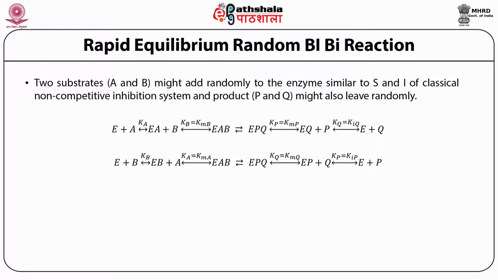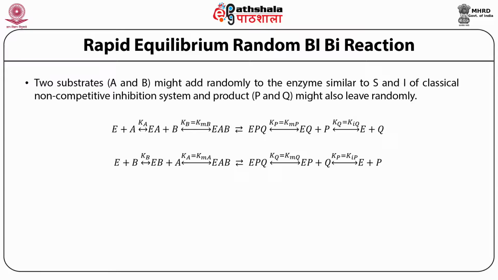So EAB is converted into EPQ, and once the products are formed, the products start to release from the enzyme-substrate complex. If the first product is P, then the conversion of EPQ, having the rate constant Kp, produces EQ plus P. EQ further releases Q, which is the second product, with the rate constant of Kq.